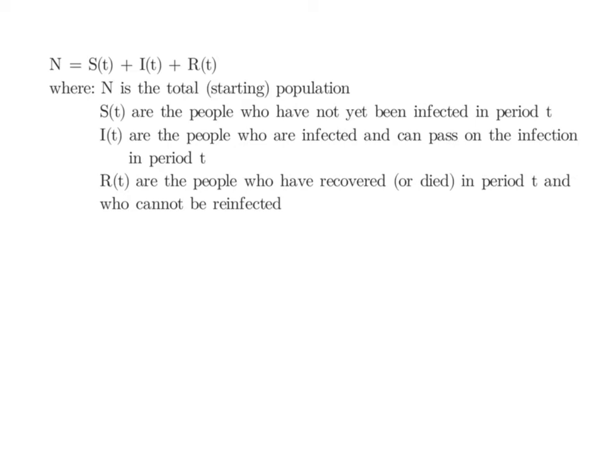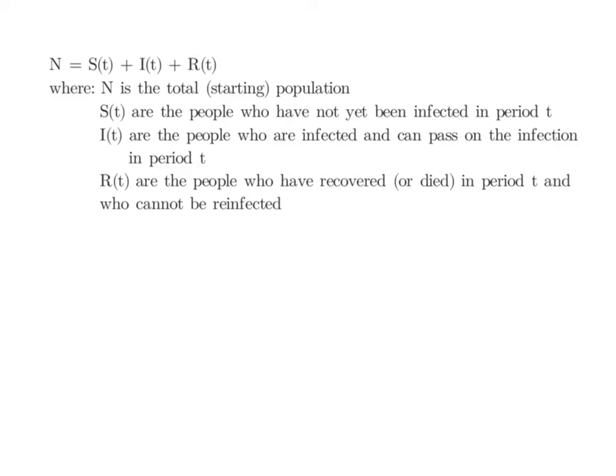Sorry about R meaning a couple of different things depending on the different models you use. Here, capital R will stand for recovered. It's the people who have recovered or died in period t from the virus. And we're going to assume they can't be reinfected. We'll come back to that. So the total population, which is just given by N, can be divided into these three groups.